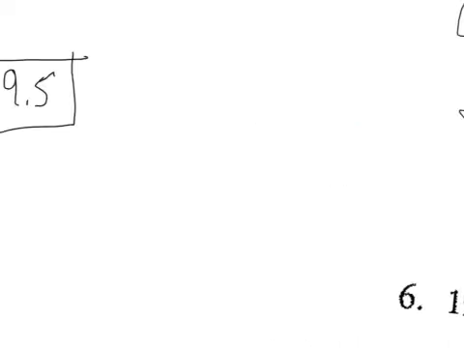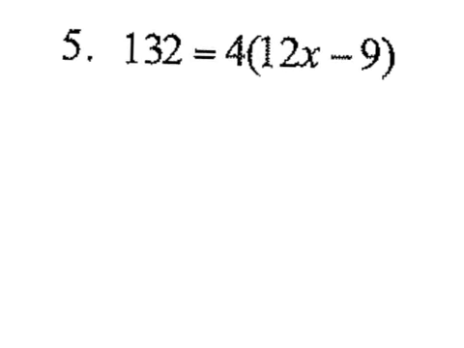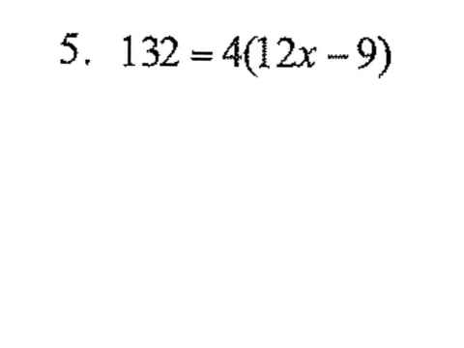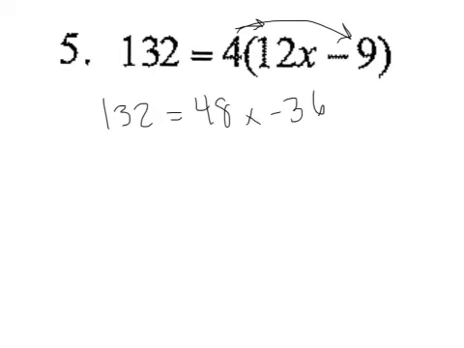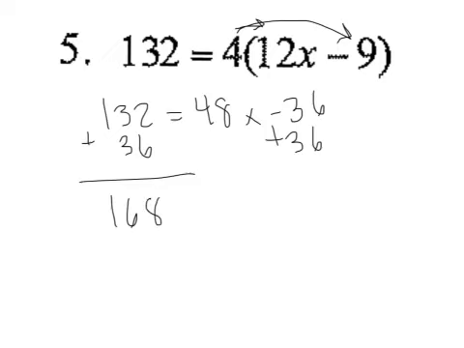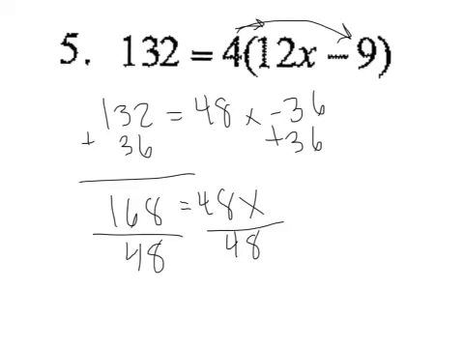Now we've got problem 5, which is pretty similar to problem 3 because you have that distributing. It's just on the right-hand side, but it's solved the same way. So we have 132 equals 48x minus 36. Now we're going to add 36 to both sides. So we've got 168 equals 48x. We're going to divide by 48. We get another decimal for this one. X is 3.5.